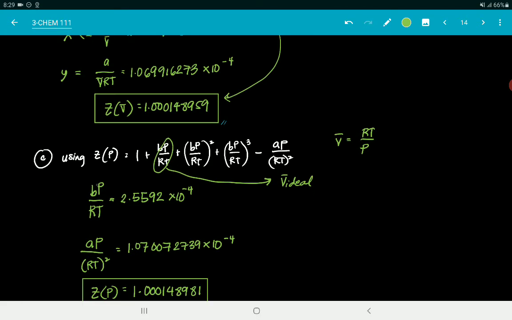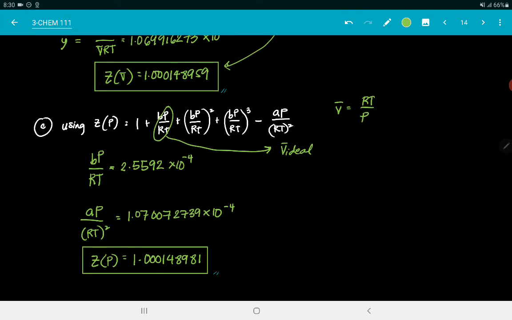So, titingnan natin kung ano yung magiging difference. Okay? So, for this one, I solved for the BP over RT. So, the value is 2.5592 times 10 to the negative 4. Again, maliit na value na siya, so hindi ko na in-include yung mga higher powers of BP over RT. So, I also solved for the AP over RT squared. The value is 1.070072739 times 10 to the negative 4.